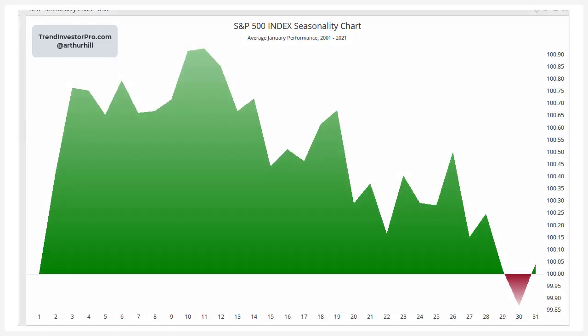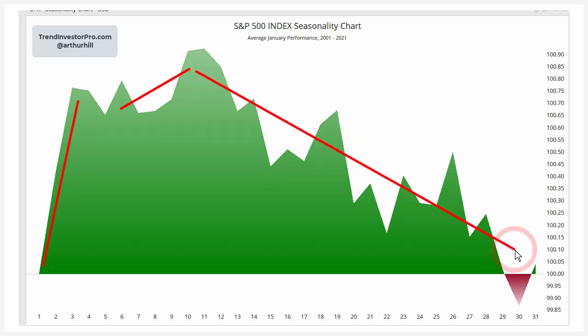So here is the seasonal chart for January, and you can see January starts off with a boom, gets another little blip into the second week, and then sells off in the last 2.5, 3 weeks of the month there, and that's certainly what we saw this year.